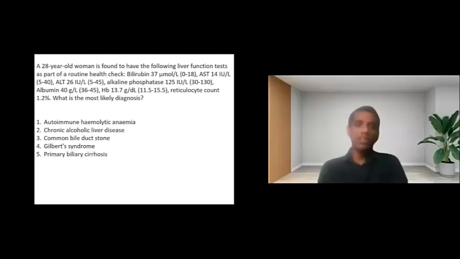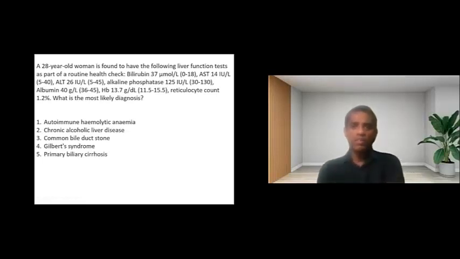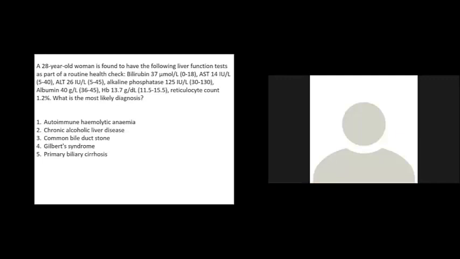I want an answer from one of you. A 28-year-old woman is found to have the following liver tests as part of a routine health check: bilirubin 37, AST 14, ALT within normal limit, alkaline phosphatase 125, with the rest of the liver tests normal. What is the most likely diagnosis? Gilbert syndrome. Yeah, very good.